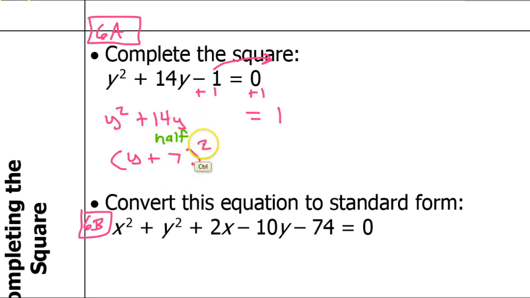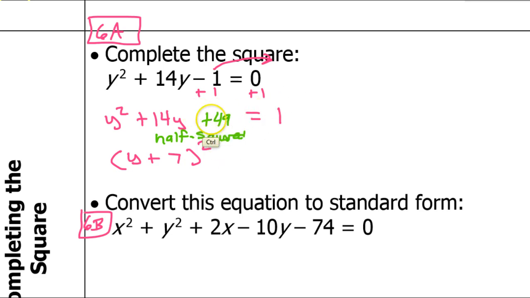Now it's time to complete the square. I'm going to fill in this blank that I left. The place where that comes from is you take the number in the parentheses and you square it. So I'm going to put a plus 49 right here. So I took half and then I squared it. I took half and I got the 7, and I squared it, I got the 49.